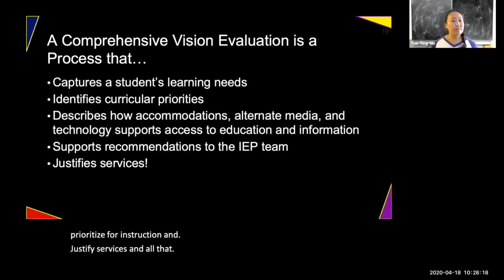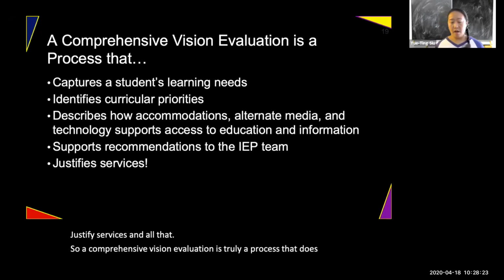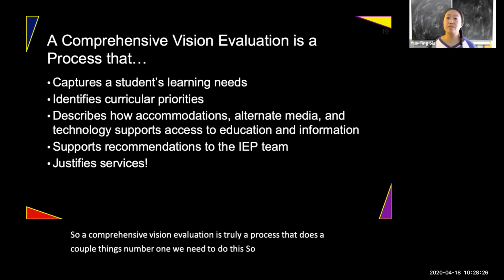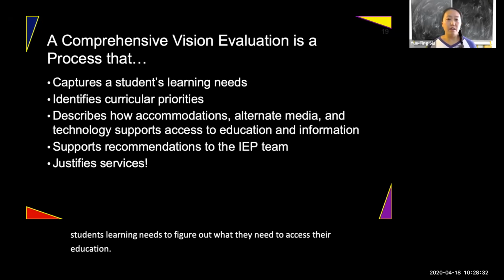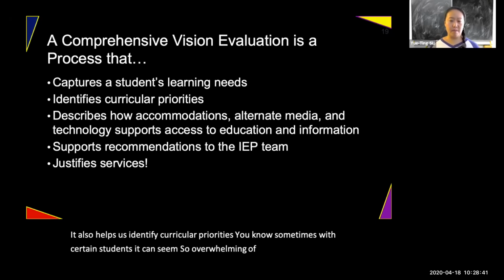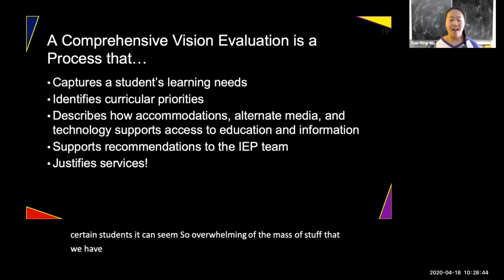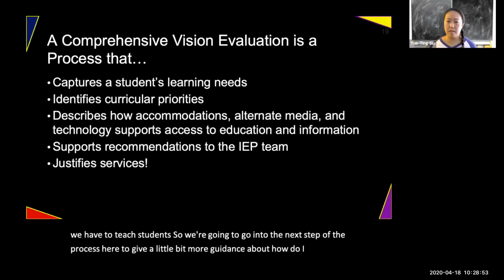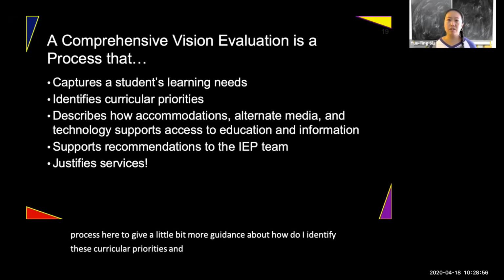So a comprehensive vision evaluation is truly a process that does a couple things. Number one, we need to do this so that we can capture a student's learning needs to figure out what they need to access their education. It also helps us identify curricular priorities. Sometimes with certain students, it can seem so overwhelming, the mass of stuff that we have to teach students. So we're going to go into the next step of the process here to give a little more guidance about how do I identify these curricular priorities, and how can I design instruction so it's going to have the greatest cascading impact.